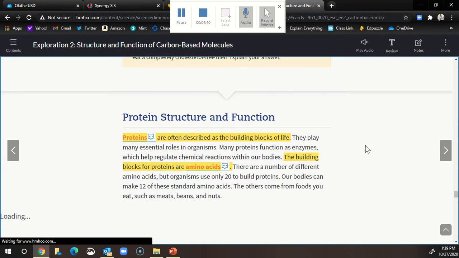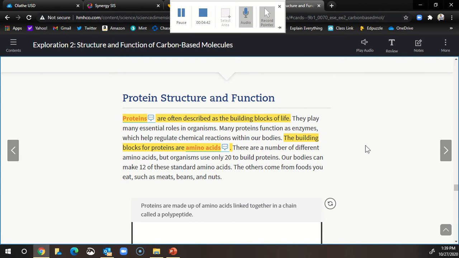Let's talk a little bit about proteins. We're going to go on to the next structure. Proteins are often described as the building blocks of life. What does that mean? Well, a protein is actually another chain-like structure, another polymer.